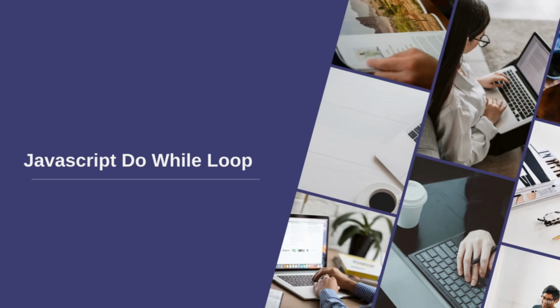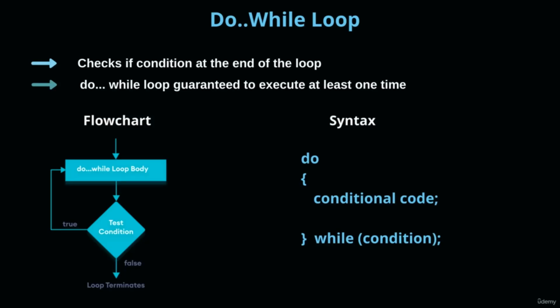Now let's begin with the do while loop. The do while loop is actually different from any other loop we have learned. It basically checks the condition after the loop execution. That means the loop will get executed at least once, and after that one execution it will check the condition. If it is true, it will execute again, otherwise it will get terminated.